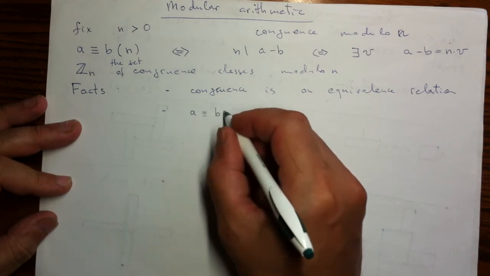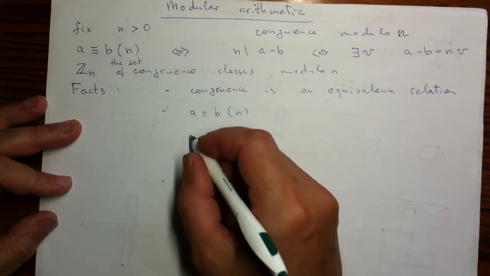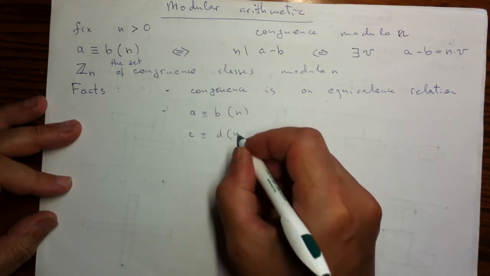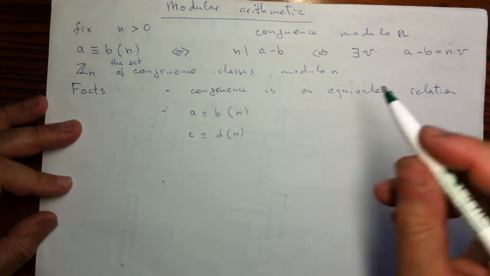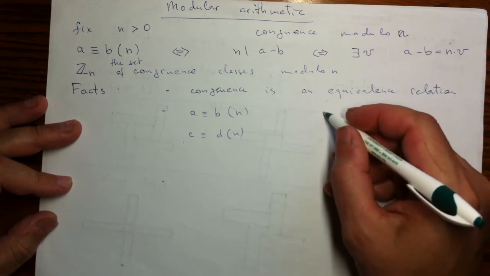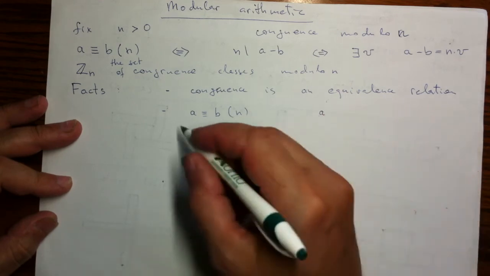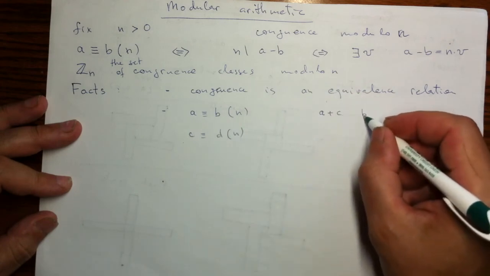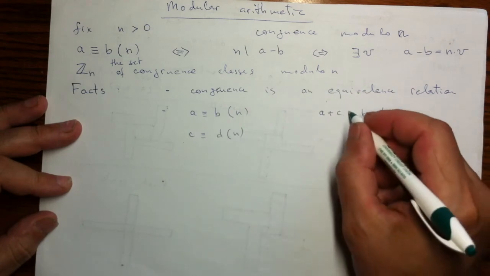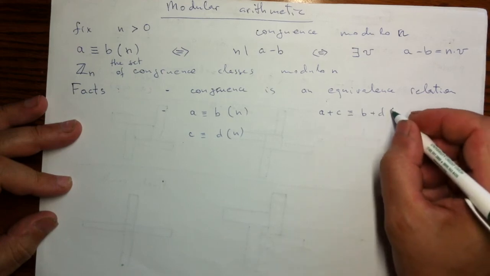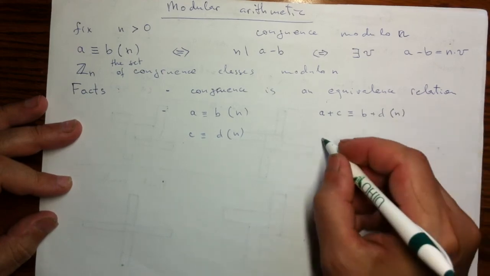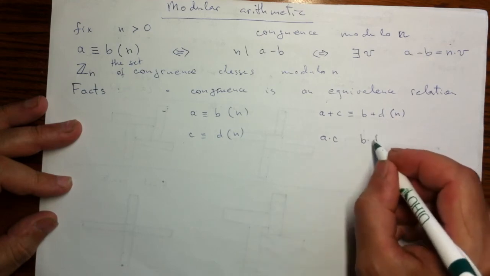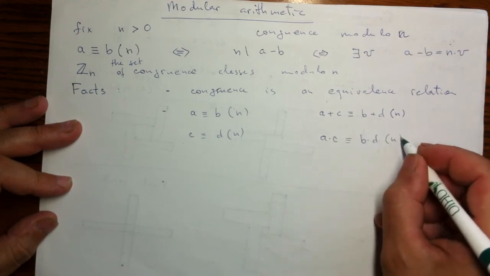Assume that we have two congruent pairs, mod n. a and b are congruent to each other, and c and d again related by this congruence. Then we can have two conclusions. The first one: if we take the sums of a and c and of b and d, then we can be sure that they will be congruent as well, mod n. And the same for products. The product of a and c and the product of b and d will also be congruent, mod n.